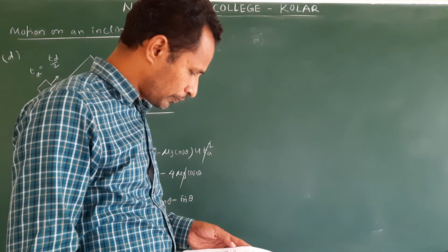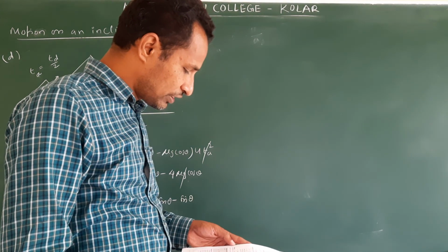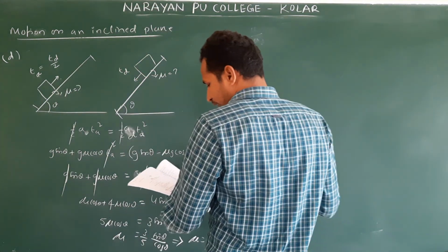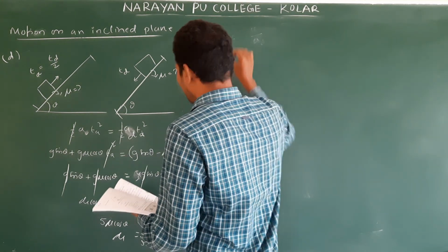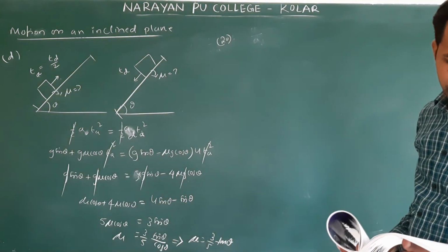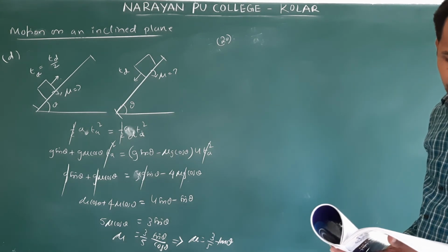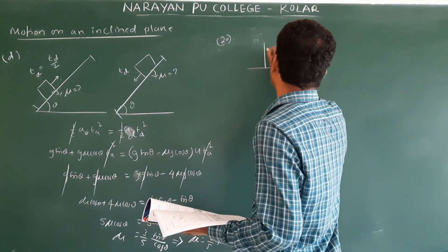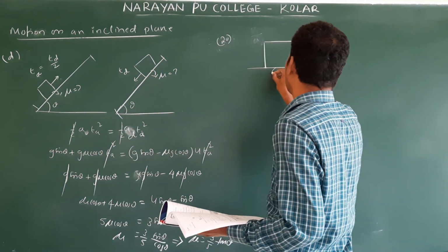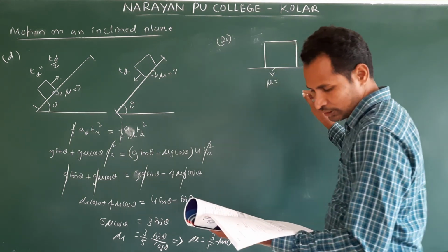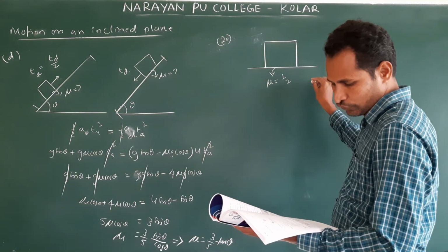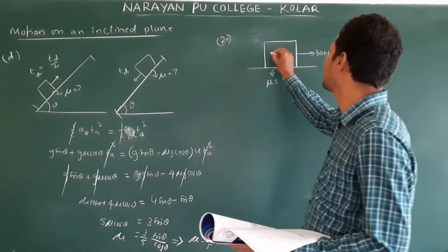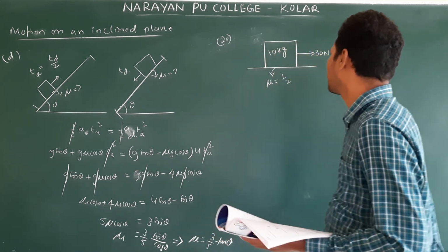Next, example 20. Find the friction on the block in the following cases. This is an important question. In the first case, the object is placed on a horizontal floor with coefficient of friction 1 by 2, and a force of 30 Newton is applied. This is a 10 kg block.